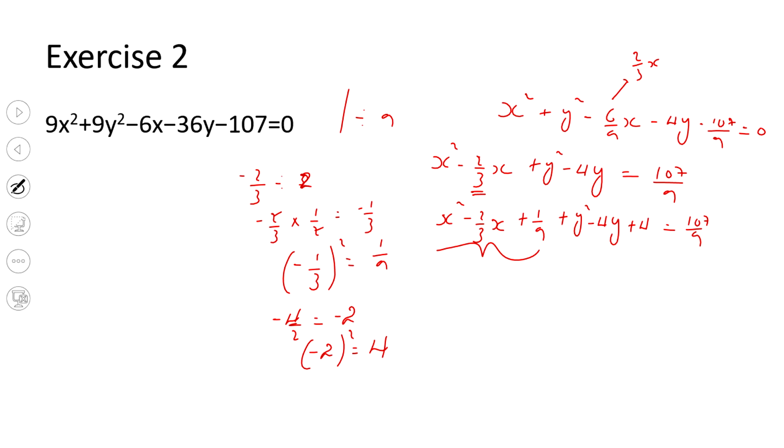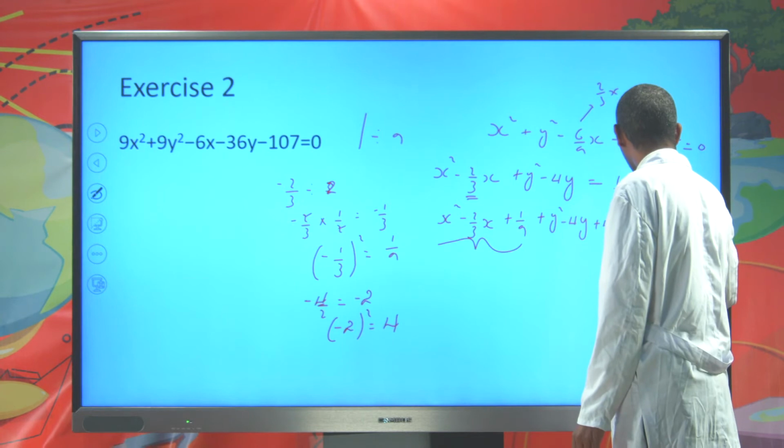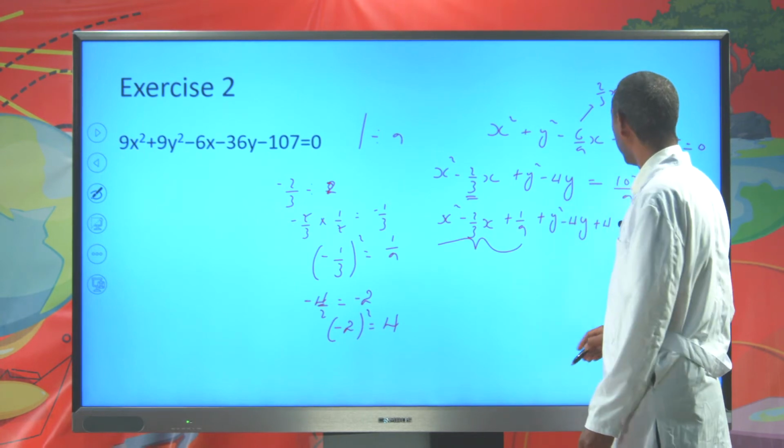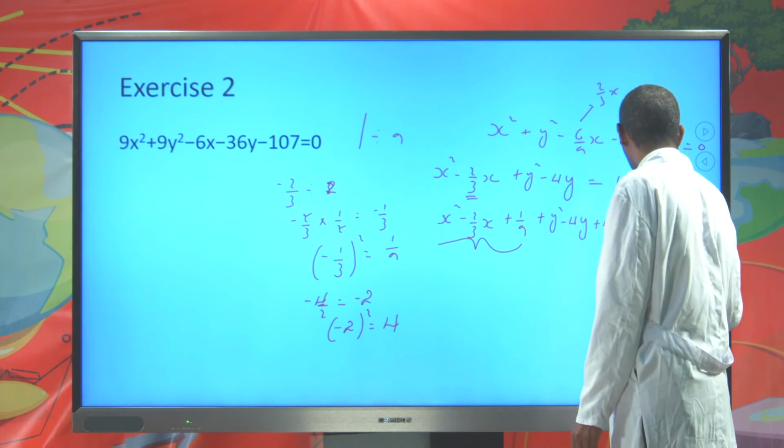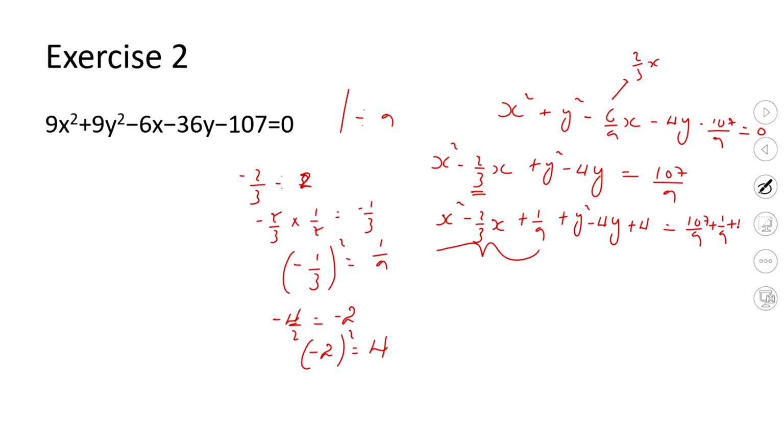Here, I added 1 over 9 on this side. So I should do the same thing on the other side, plus 1 over 9. I also added positive 4 on this side. So I should do the same thing, which is plus 4. So this is our new equation. This is the group of y's, and here we have x's.